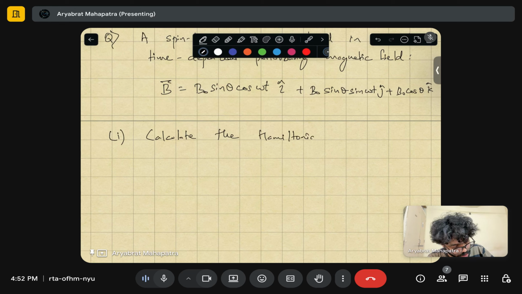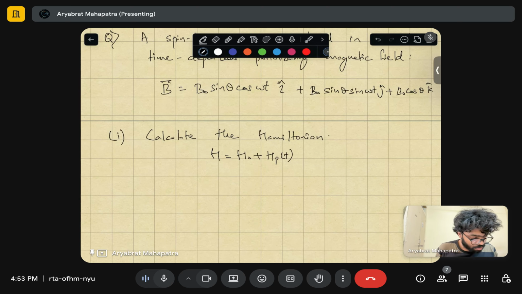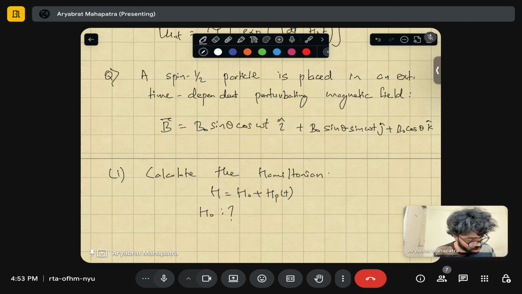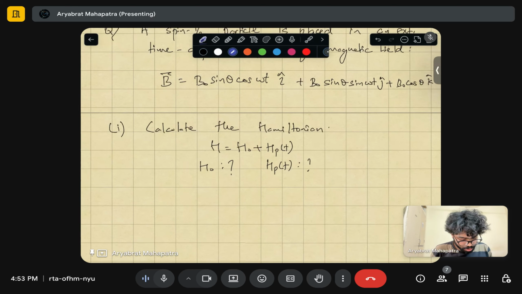To calculate the Hamiltonian, for this time dependent case, your H should be something like H0 plus Hp, where Hp is time dependent, your perturbing part. From the given magnetic field, we have to estimate what will be your H naught and what will be your Hp. It is the perturbing part of the Hamiltonian. So first, you can start by writing the Hamiltonian.